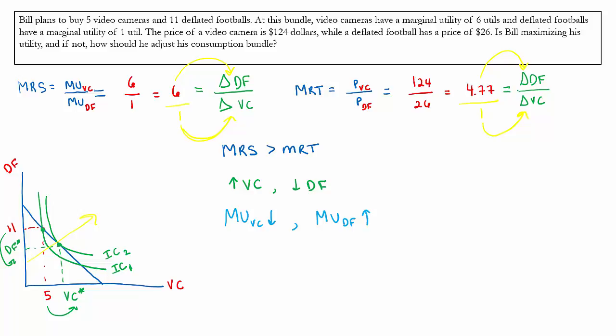So we have this initial imbalance, but as the marginal utility of video cameras goes down and as the marginal utility of deflated footballs goes up, this MRS should fall until the MRS equals 4.77.